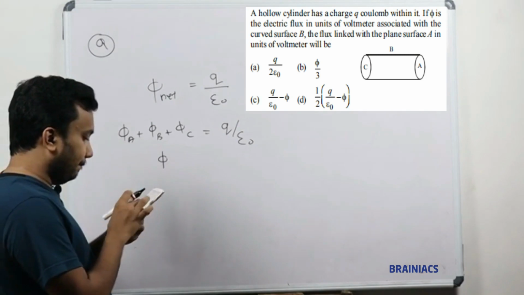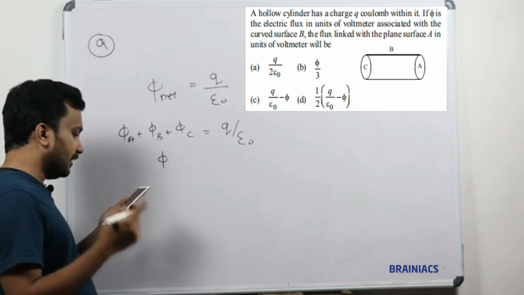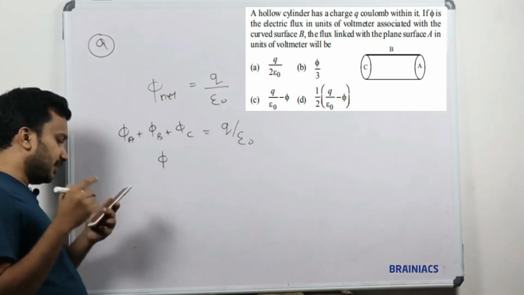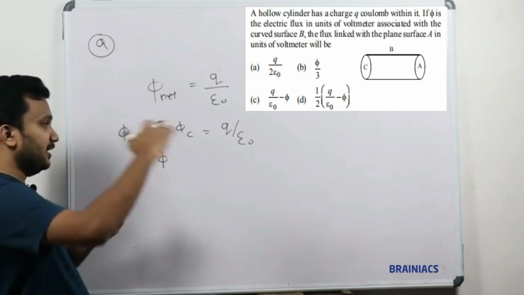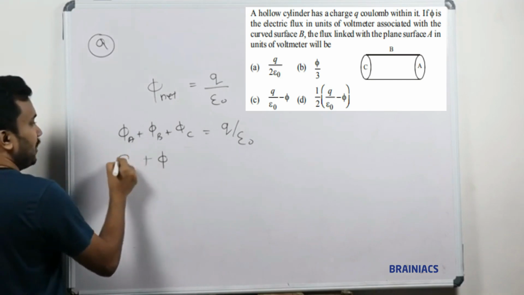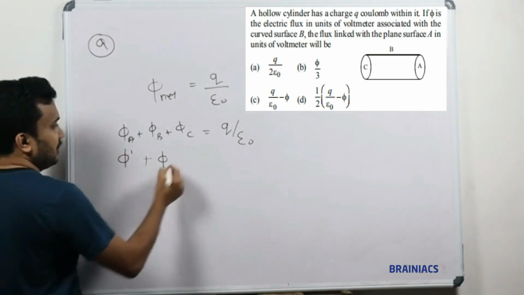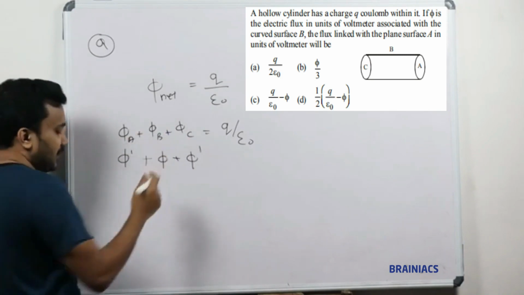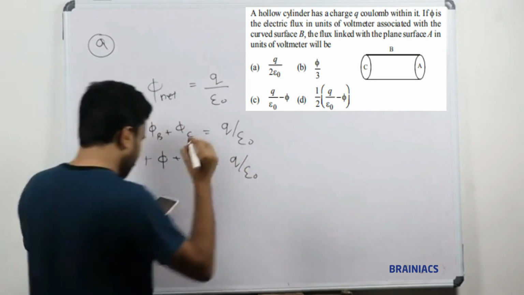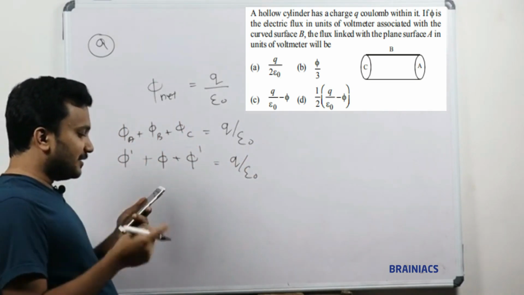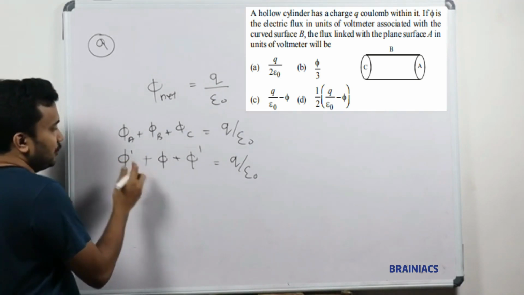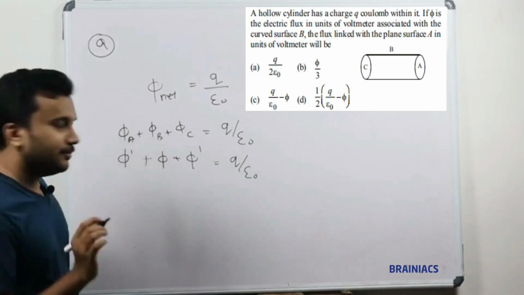So let me read the question once again. A hollow cylinder has a charge Q coulomb within it. If phi is the electric flux in units of volt-meter associated with the curved surface B. Okay, B is the curved surface. A and C are same, right? A and C are same. So I just take it as flux phi dash, and here also I am taking phi dash because A and C are symmetrical, circular structures. Now I'll go to the question again. Flux linked with the plane surface A. So A means phi dash. So we need to find out phi dash.